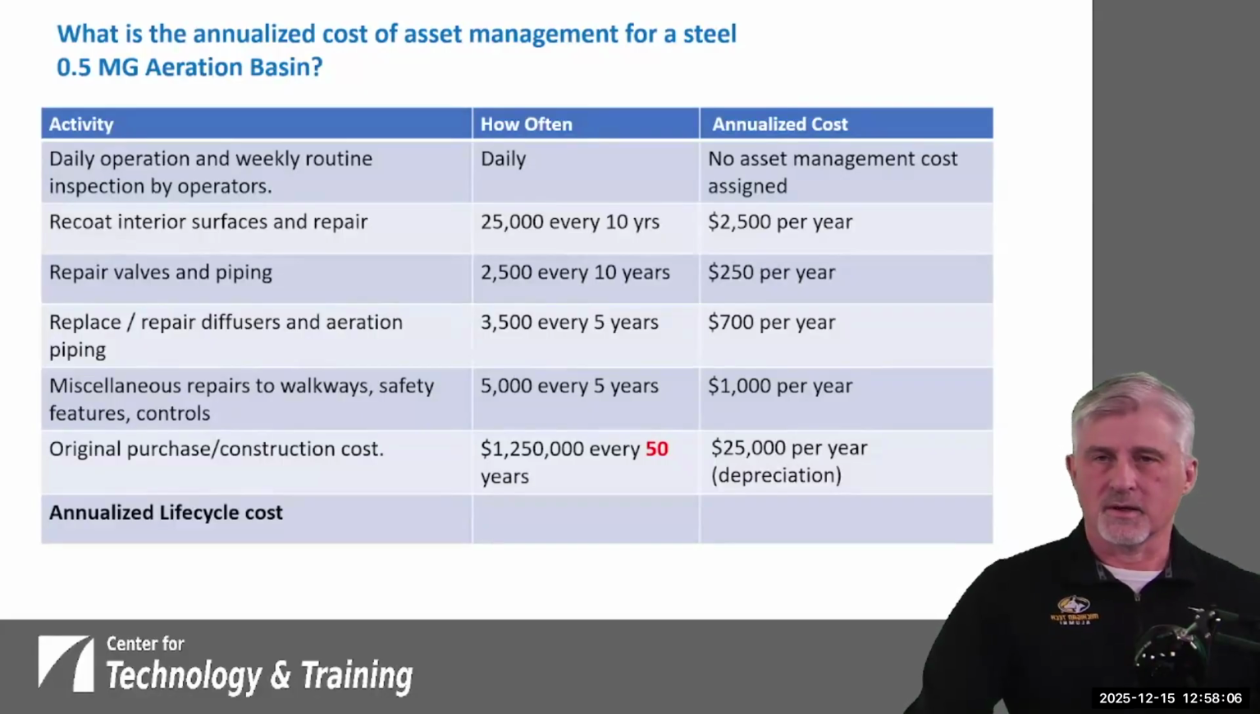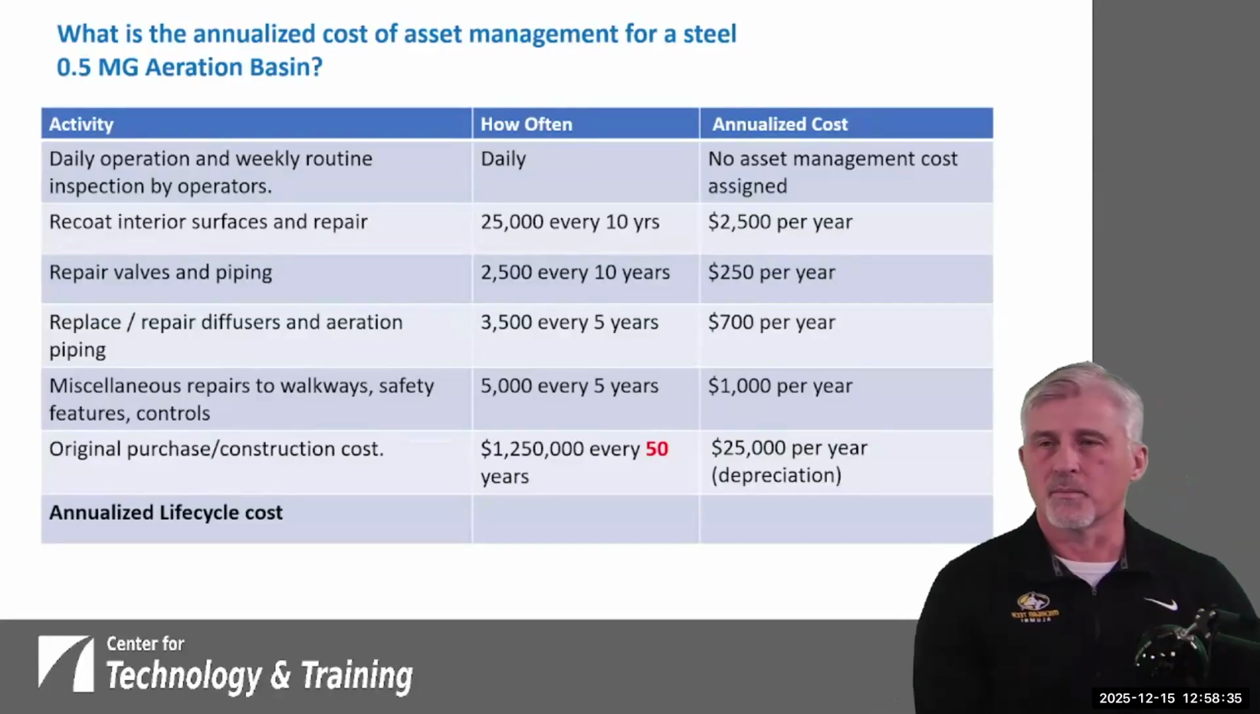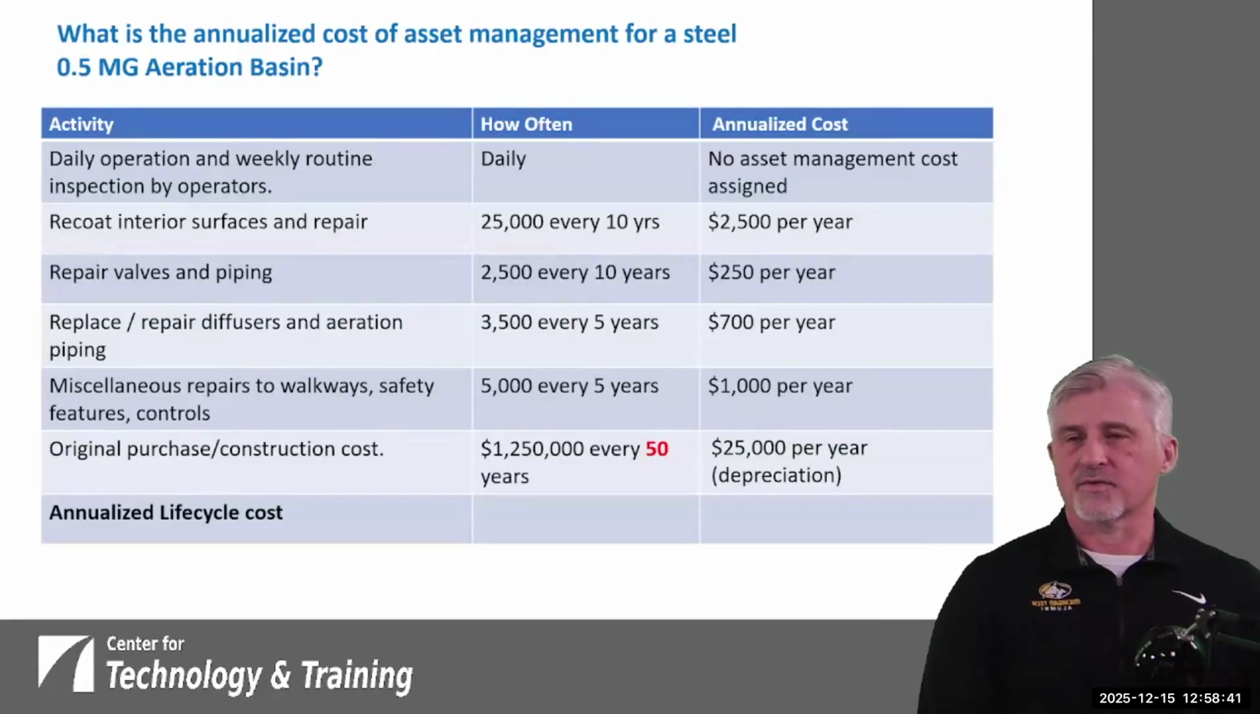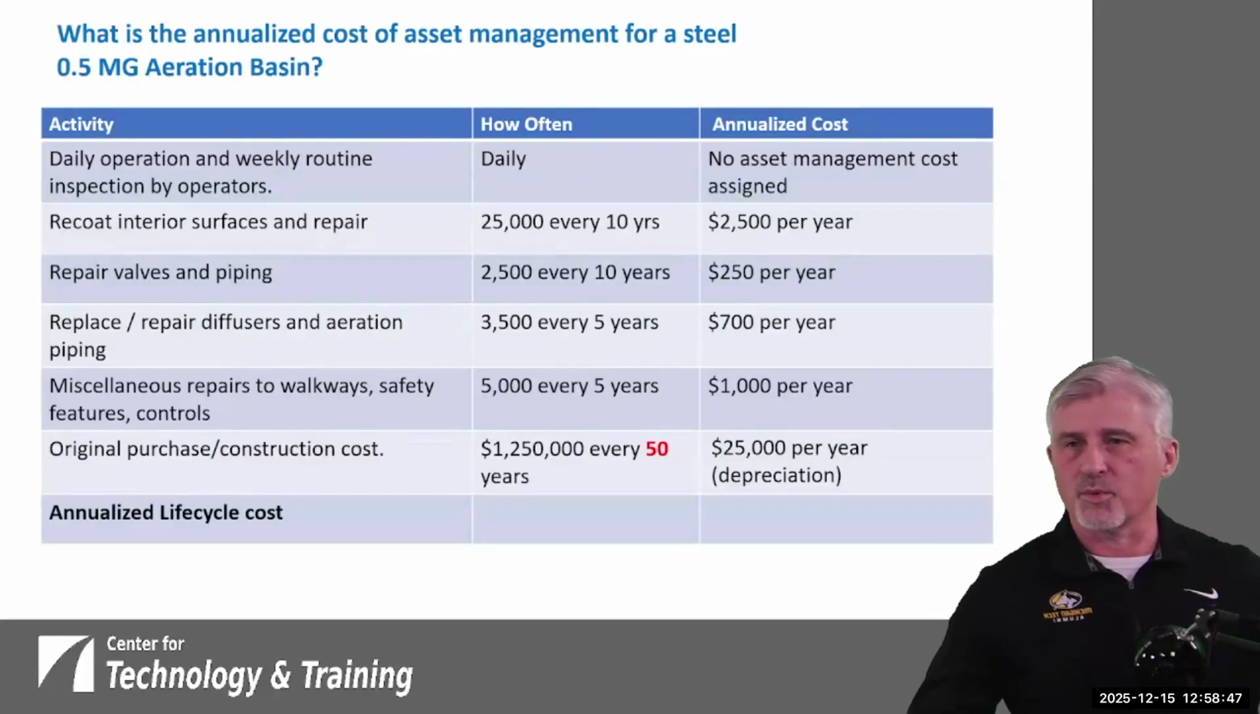On a daily basis, we're going to do different things. We're not really going to put a cost to that because those things are pretty routine typically. But if we look at some of the other things that we might do, if we were going to recoat interior surfaces and do some repairs, maybe we're doing that every 10 years and it costs $25,000. We might repair some valves and piping for $2,500, and once again, we're doing it every 10 years. As we look down this chart, there are different activities and they have different costs. Maybe these aren't right on, but it's just for an example.